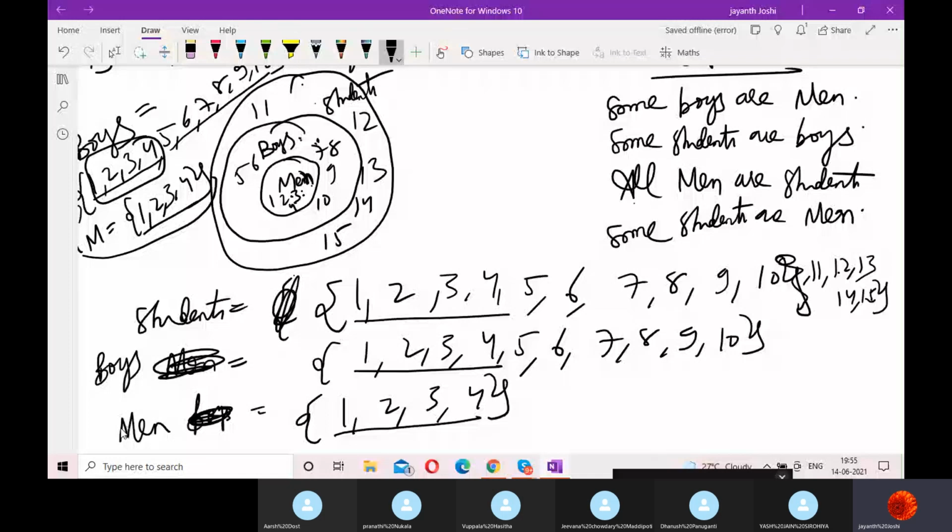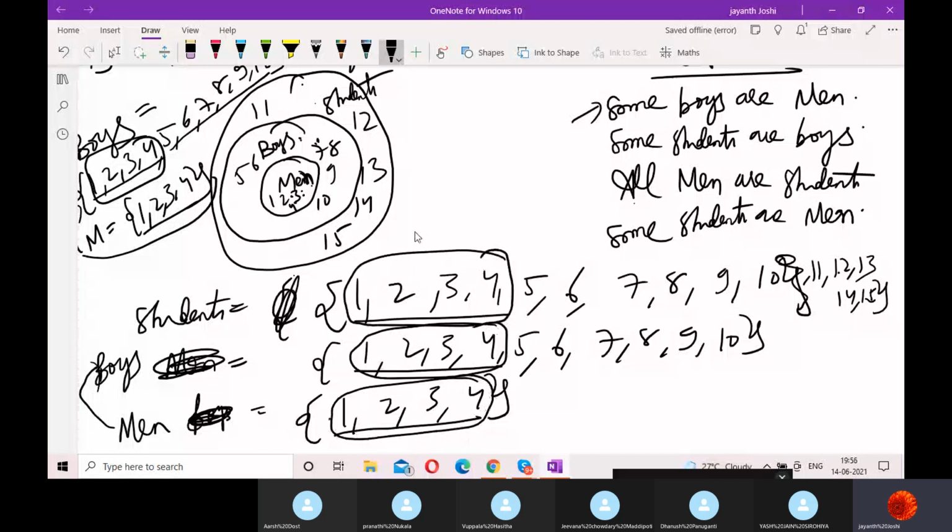So if all this 1, 2, 3, 4 are boys, some boys are men, correct? If all the men are students, yes, all the men are students, correct? Because 1, 2, 3, 4 you will find in 1, 2, 3, 4 here. So some students are men. Yes, this is also proved.